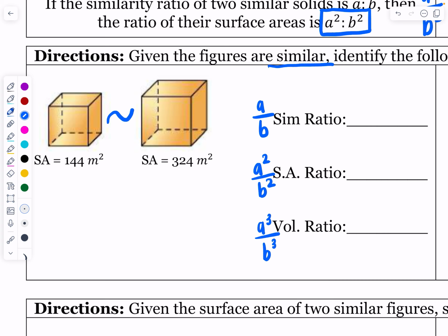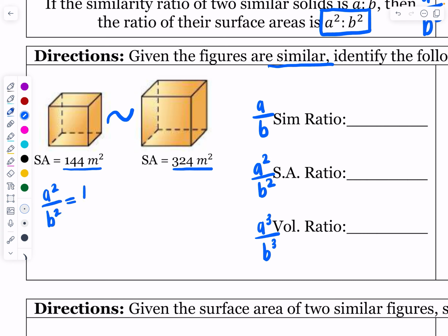And they give you no dimensions on these shapes, but we do know that they're similar, meaning that their dimensions are going to be proportional to each other. What information they do give you is they say that the surface area of this shape is 144 meters squared, where the surface area of this shape, the bigger shape, is 324. So what piece of information does that go with? That goes with meters squared. That's going to be my surface area ratio. So that's going to be my A squared over B squared.